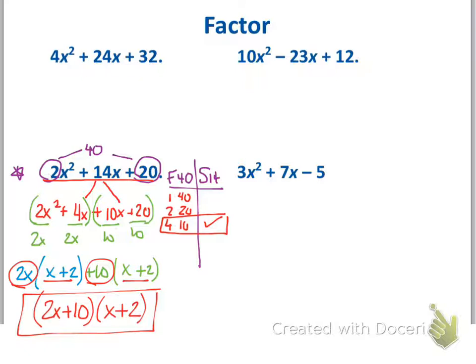3x squared plus 7x minus 5. So remember, the very first thing I need to do is multiply the first term and the last term. 3 times negative 5. That gives me negative 15. So I'm looking for factors of negative 15 that add up to 7. Okay, so let's start thinking about some numbers that'll work here. I could do 1 times 15. I could do 3 times 5.